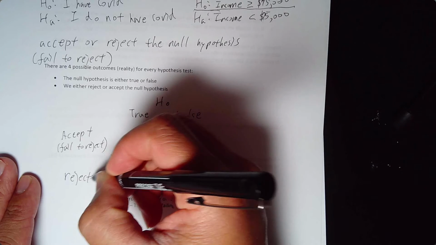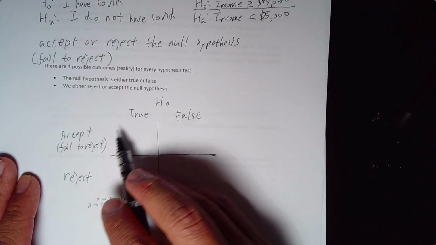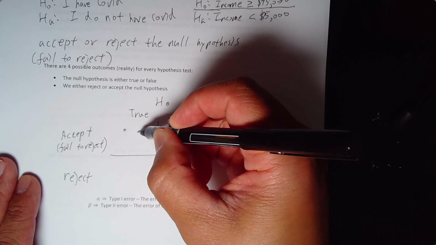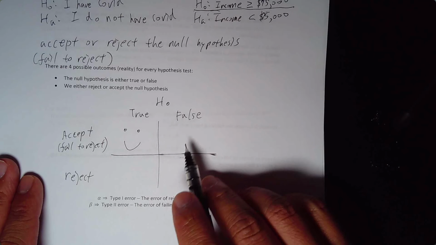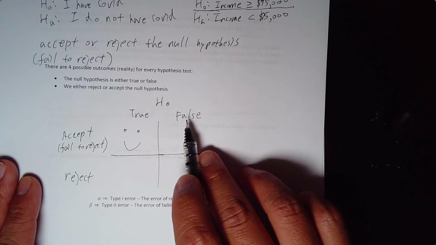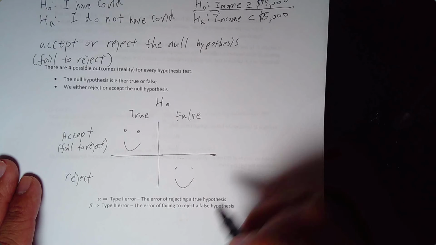Now, if it's a true hypothesis and then we accept it, then that's great. No problem there. That is a good outcome. Okay. If the hypothesis is indeed false and we reject that hypothesis, that's also a good outcome. Put a smiley face there.